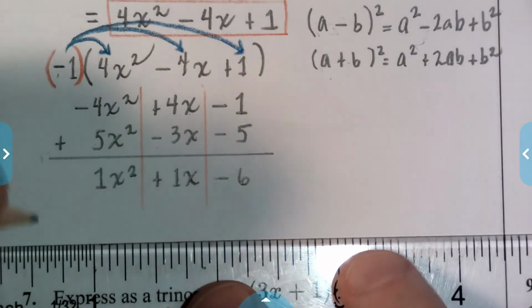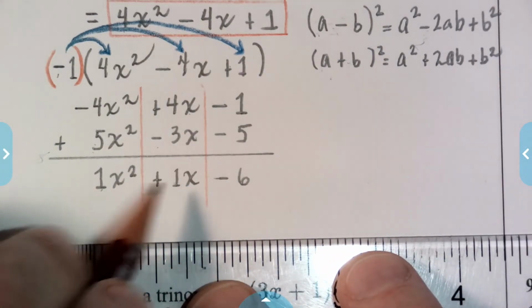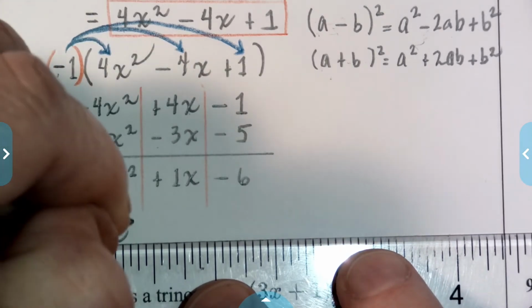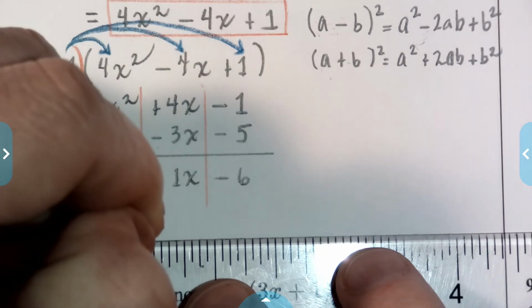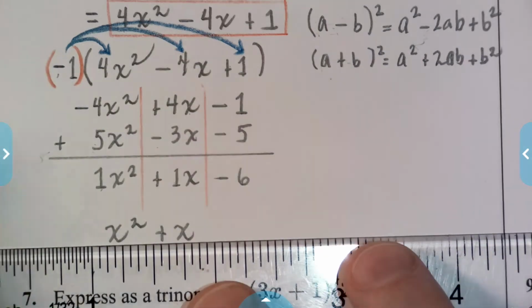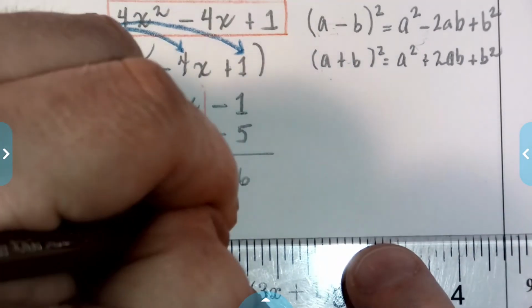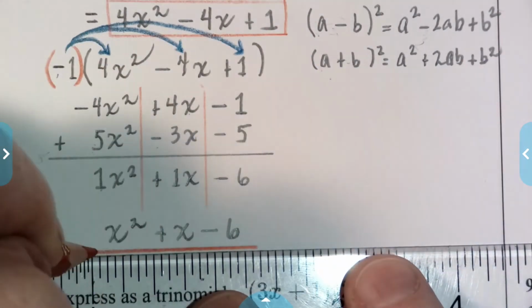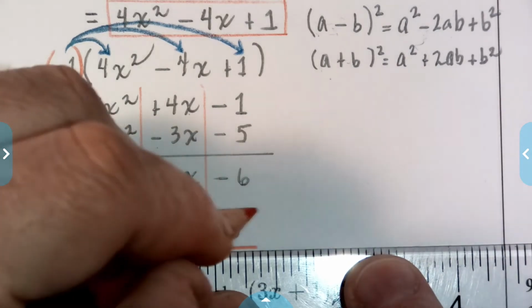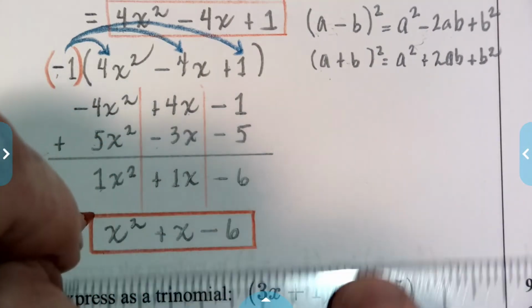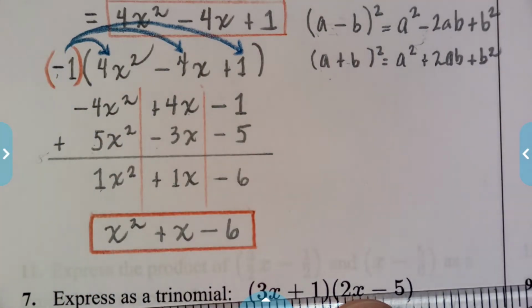So let's write that out prettier, dropping these ones, and just write out x squared plus x minus 6. Okay, and that's your final answer.